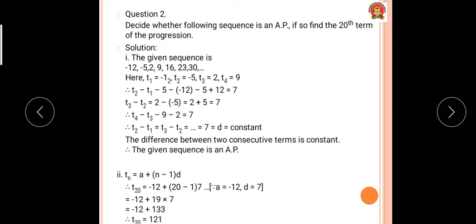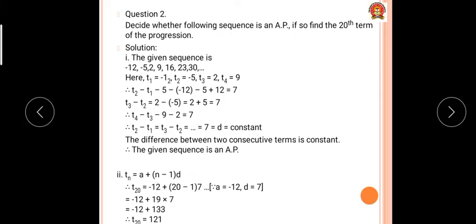Okay, students. Now see the second question. Decide whether the following sequence is an AP. If so, then find the 20th term of this progression. Now these 2 examples I am going to explain to you. The given sequence is an AP, already given, so no need to check. If it is not given, then you have to check.